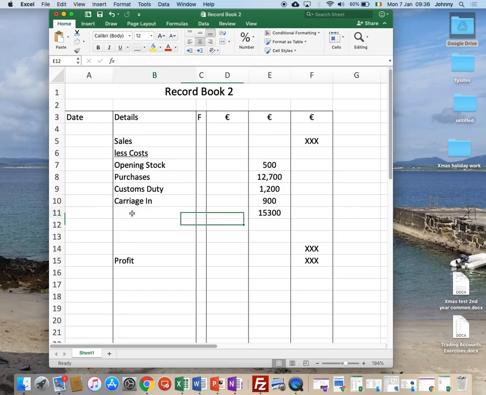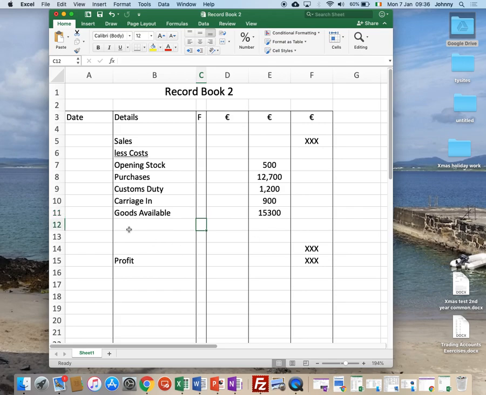So, during the month of January, I had spent 15,300 on goods that I had available to sell to my customer. So I'm going to call that goods available. I had 15,300 worth of goods available to sell during this month.